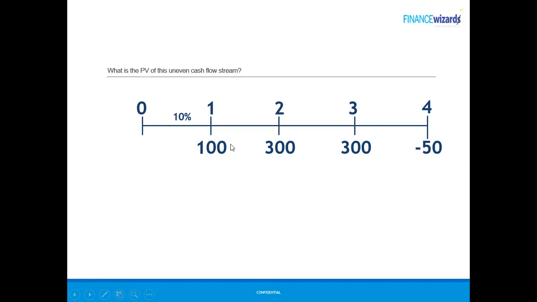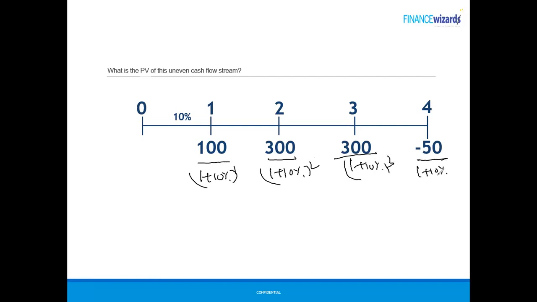One way is, you cannot use the formula directly, so one of the ways is you can do arithmetic. You say 100 divided by 1 plus 10% to the power 1. 300 divided by 1 plus 10% to the power 2. 300 divided by 1 plus 10% to the power 3. And minus 50 divided by 1 plus 10% to the power 4. Basically, what is happening here is that I am going to receive 100 rupees 1 year down the line. I am going to receive 300 rupees 2 years down the line. 300 rupees 3 years down the line, I am going to spend 50 rupees 4 years down the line.